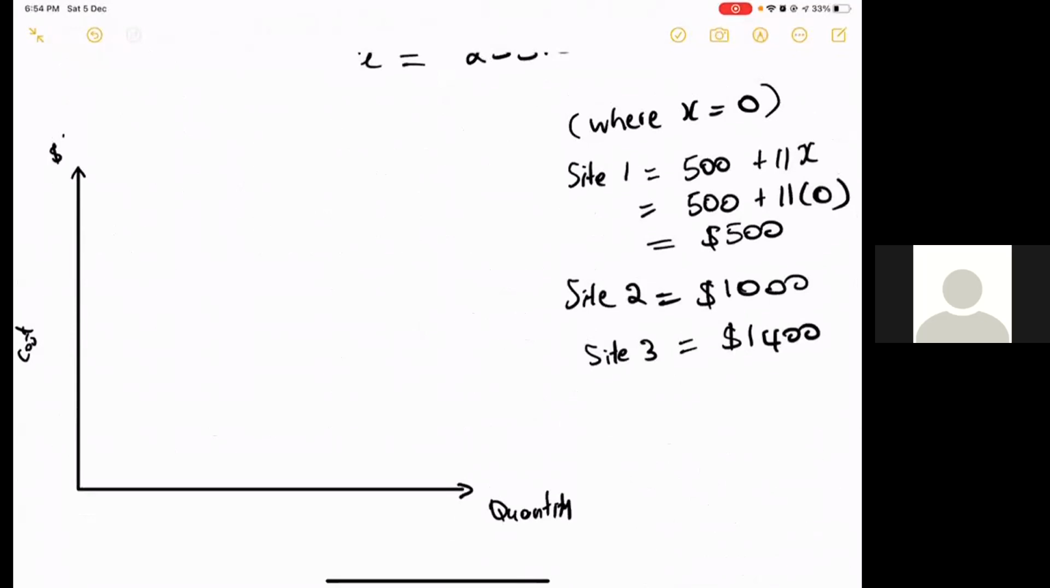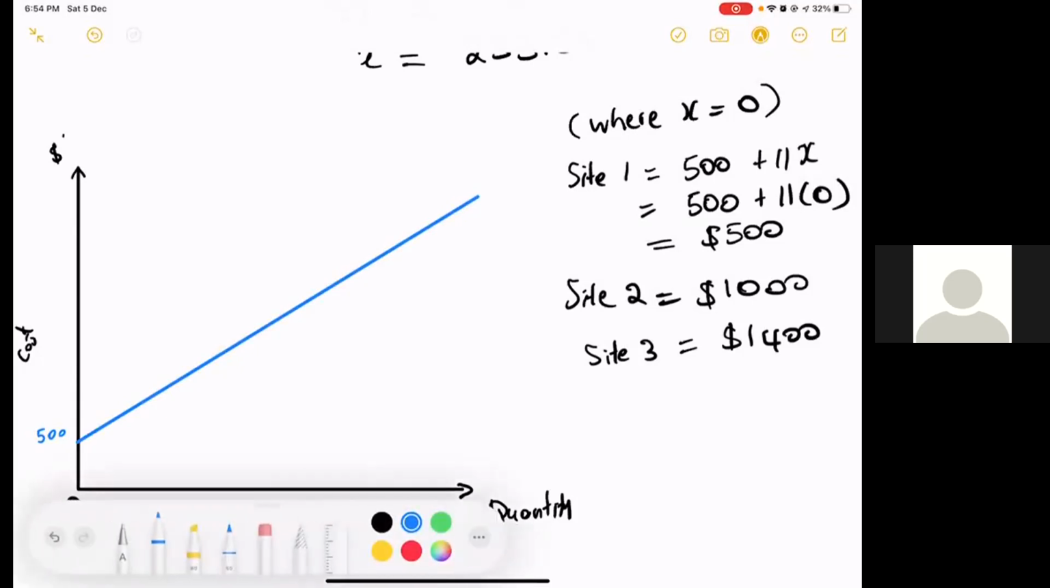So where x is equal to 0, we will draw this. First one, site 1, 500. So we're going to put 500 right here, and we're going to draw a line. We can do this arbitrarily. We don't need to really and truly measure stuff. Site 2, we have 1,000. Probably this was a little bit steep, anyway.